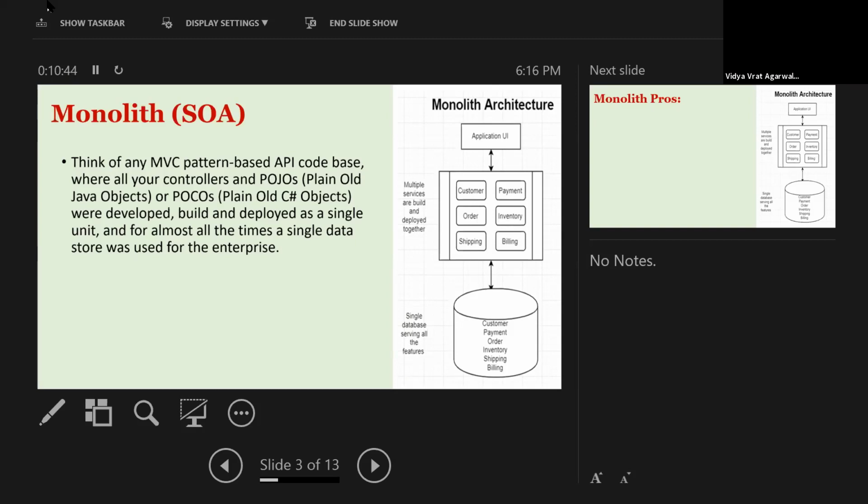So that is Monolith. Do you guys understand what I'm talking about? Do you have a visual clue what I'm talking about? Think about all this functionality, very simple, okay? Forget about MVC, POJO, POCO, all that.